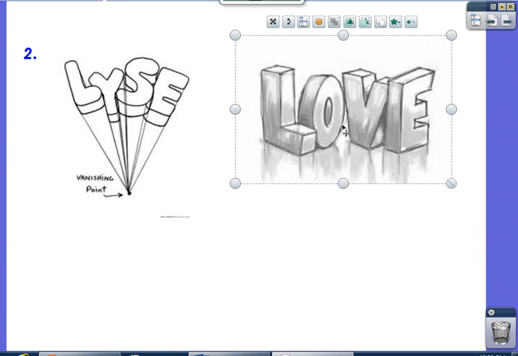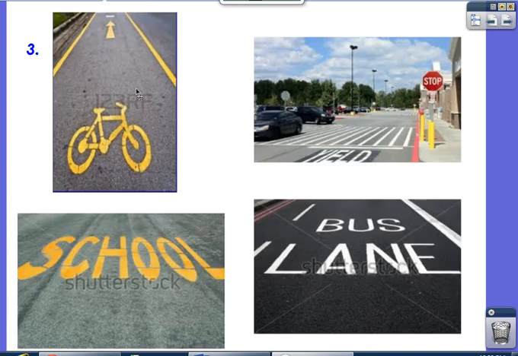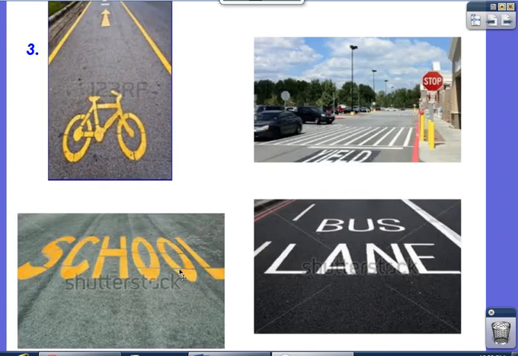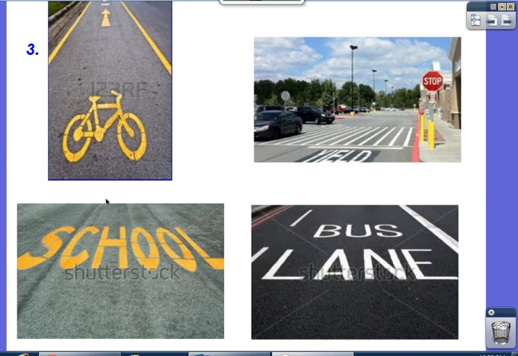You also have love. This is going to be an interesting vanishing point to find. I think it's somewhere over here. And you could also do something like a street sign, you know how they write them on the street, and depending on what angle you're looking at it from, it looks different. These use vanishing points as well. So you can do any of those three.